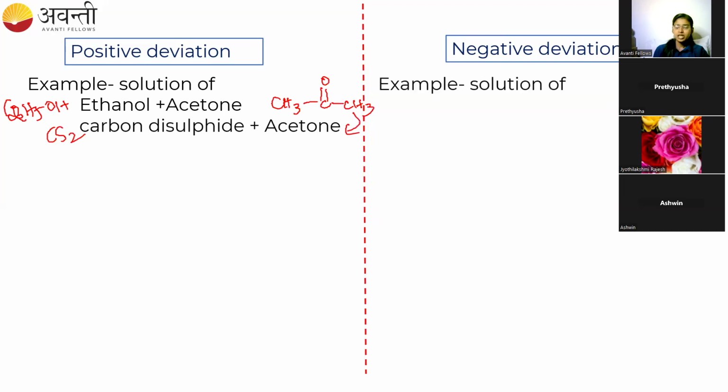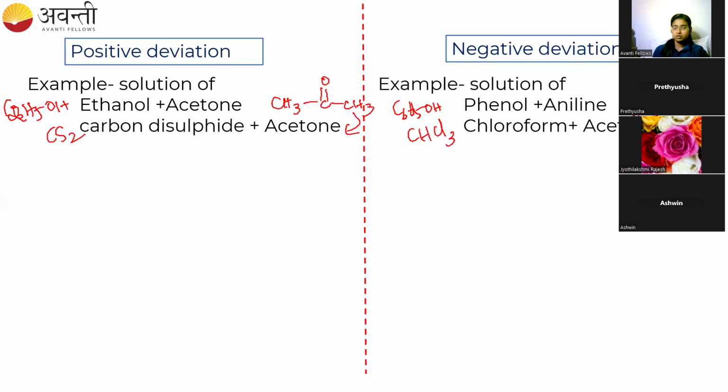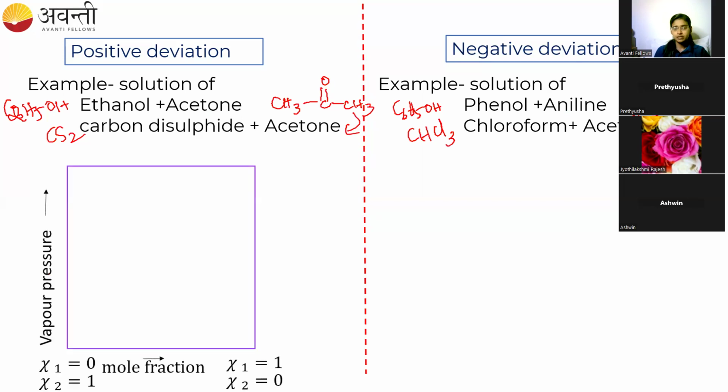Coming to negative deviation, the examples are phenol and aniline. Phenol is C6H5OH and aniline is C6H5NH2. So this is one of the pairs. The other one is chloroform and acetone. Chloroform is CHCl3 and acetone, we all know, is CH3COCH3. These are the pairs which you have to study and memorize. Now I am going to give you one graph for positive deviation and negative deviation.